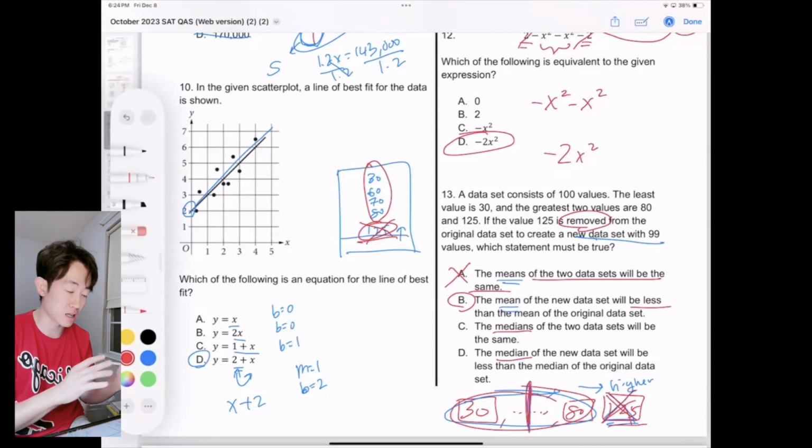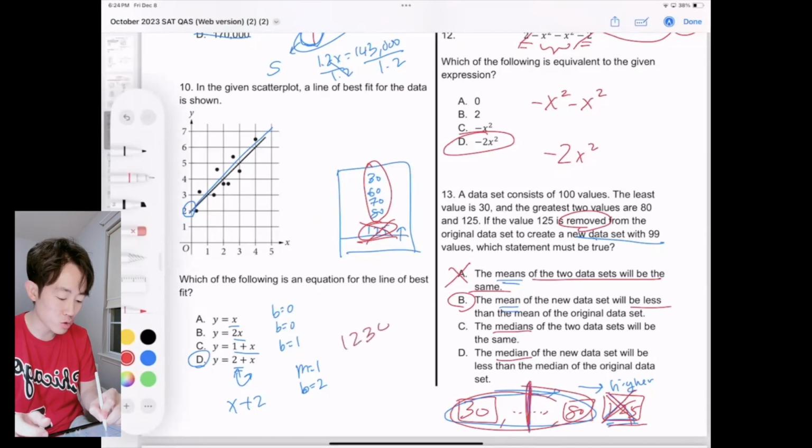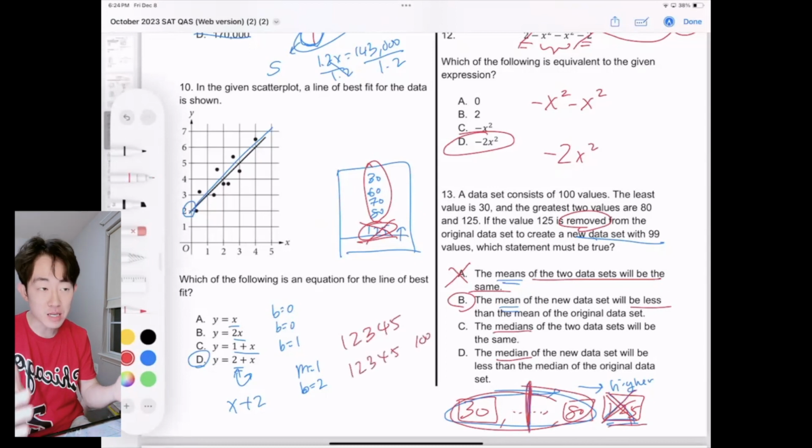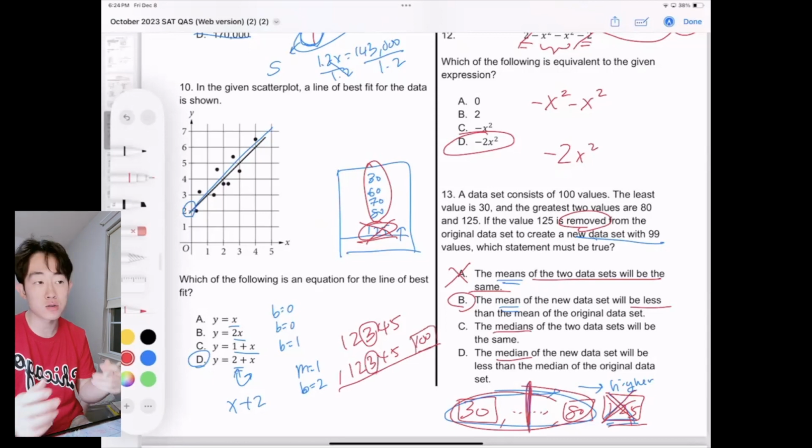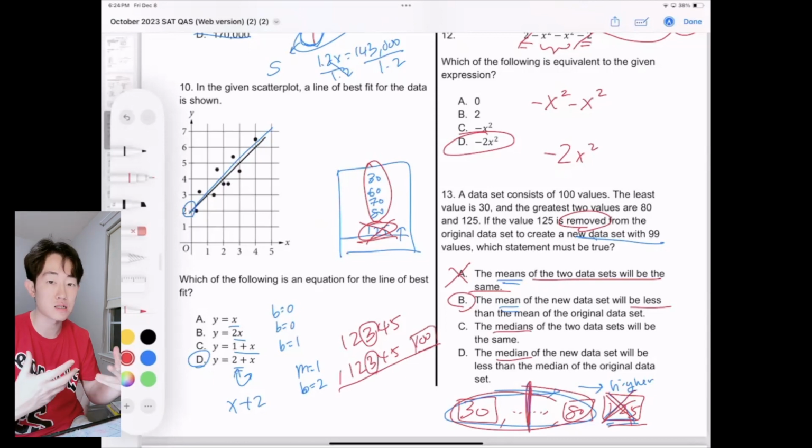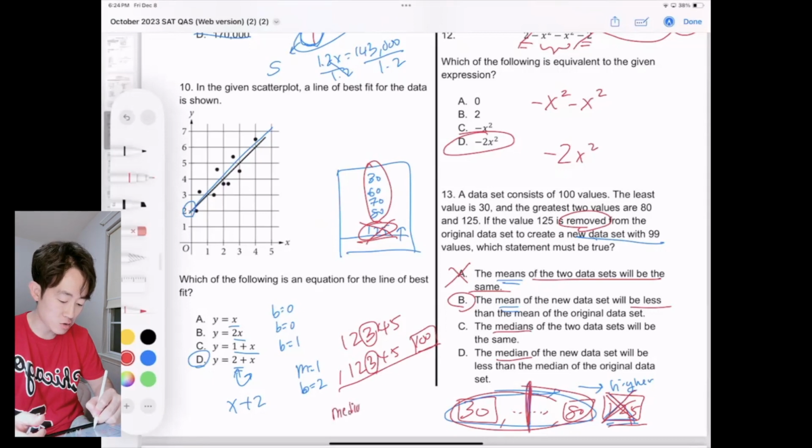So even if you were to get rid of the 125, the middle number that exists will still stay there. For example, if I gave you 1, 2, 3, 4, 5 versus 1, 2, 3, 4, 5, and 100, the median of this is 3, and the median of this, or maybe I should just add 1 here, is still 3. Just because you have this 100 doesn't mean the median is going to change. So what we say is that the median is resistant to the outliers.